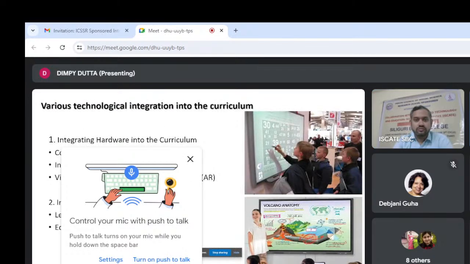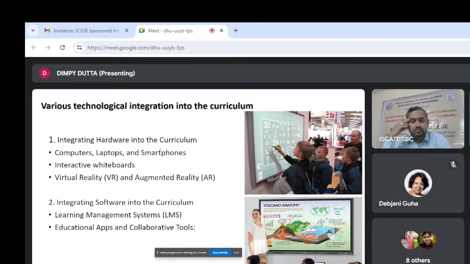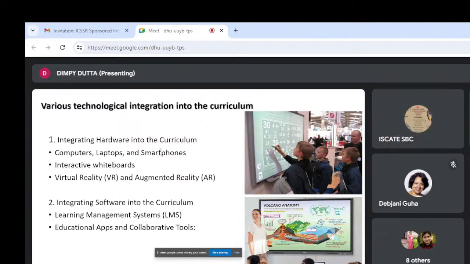So now let's look at some of the various technological integrations into the curriculum. The first we have is integrating hardware into the curriculum. Let's say computers, laptops. The integration of computers and laptops can create digital classrooms to make learning more interesting and engaging. Educators can use computers and laptops with multimedia resources to teach students difficult concepts by visualizing them understandably and making the lessons more interesting. Students can also use computers and laptops to do their research, make notes, search online articles, make PowerPoint presentations, etc.